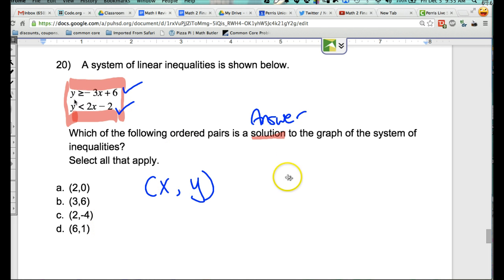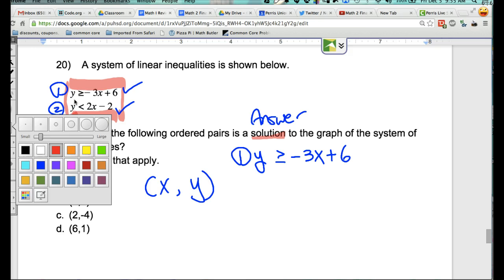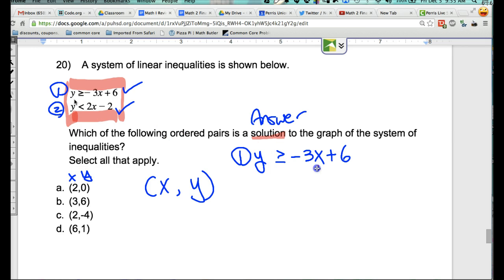You know what I'm gonna do? I'm gonna go ahead and copy the equation, the first one. I'm gonna number it 1 and 2. So I'm going to write the first equation, which is y is equal to or greater than negative 3x plus 6. And what I'm going to do next is, you see option A, x is what? 2. And what is y? 0. So instead of x, I'm going to plug in 2. And instead of y, I'm going to plug in 0.